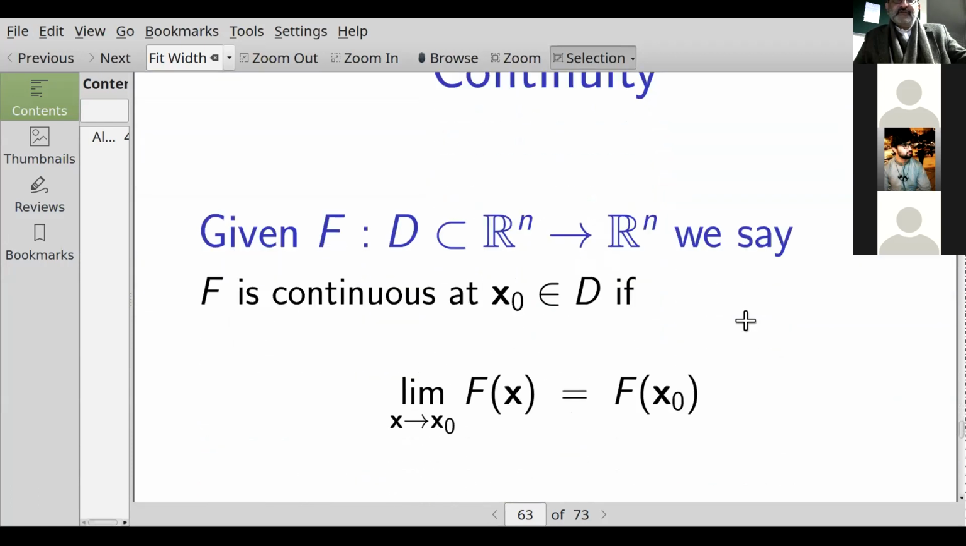And we also have the notion of continuity, right? f is continuous at x naught if the limit as x approaches x naught is the same as the function value at x naught.